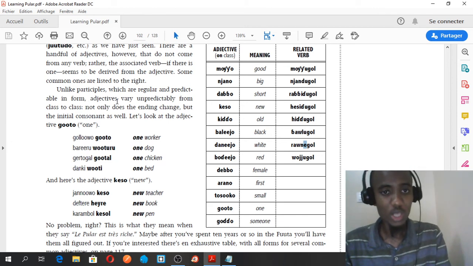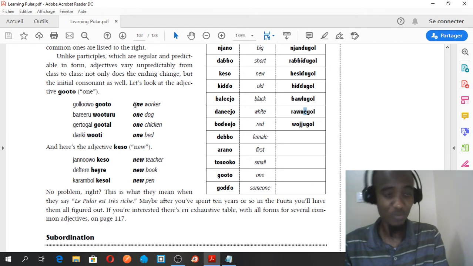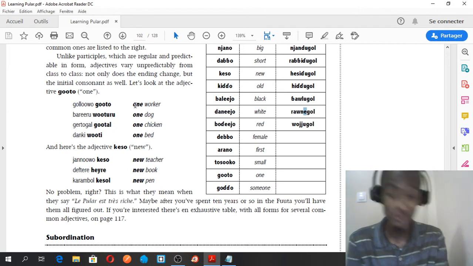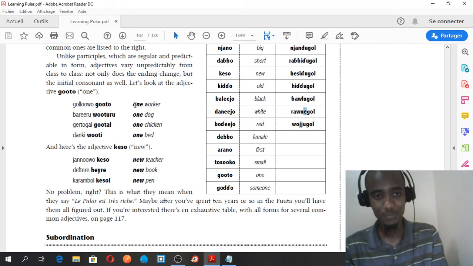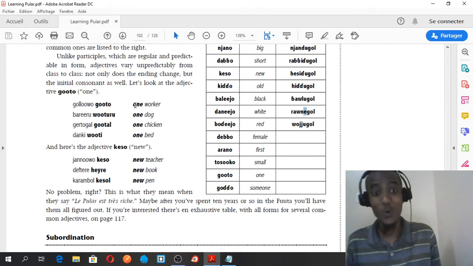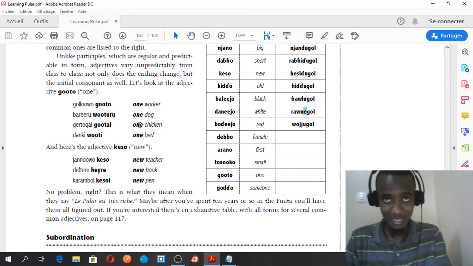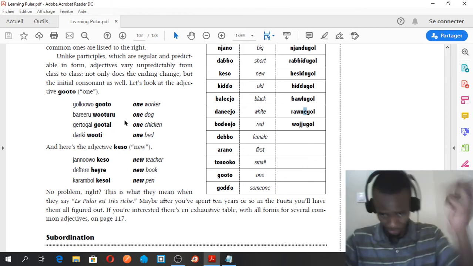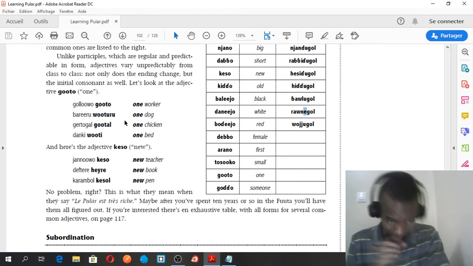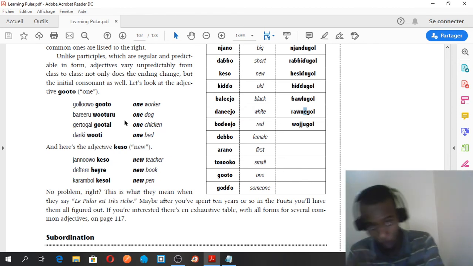Unlike participles, which are regular and predictable in form, adjectives vary unpredictably from class to class. Not only does the ending change, but the initial consonant as well. Let's look at the adjective godo. Gollo or godo. But when you say bareru, you say woturu. You don't say bareru godo, you say bareru woturu. Gertogal gotal. Danki woti. Udere watere. Leggal gotal. Leggal means wood, like a tree branch. Paikun gotung.